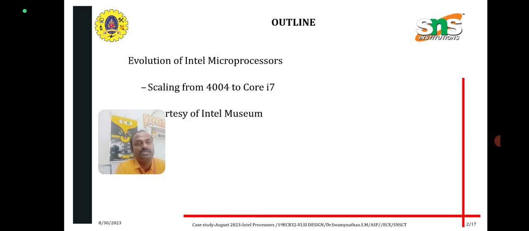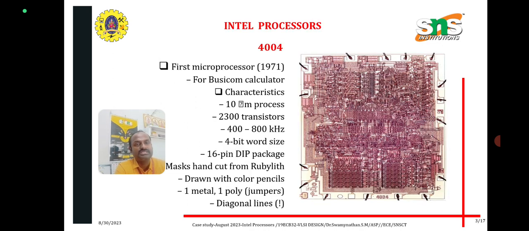So first, the outline of today's topic is scaling from the 4004, that is 1970s, to the current processor Core i7. The courtesy for everything is the Intel Museum. So first, the Intel processor founded in 1971, that is the 4004. It is from the Busicom calculator.